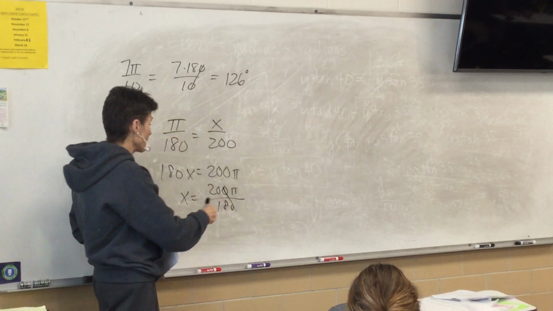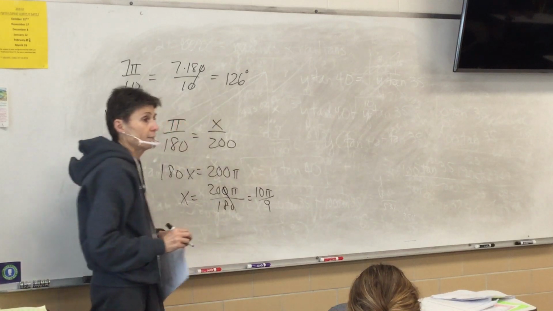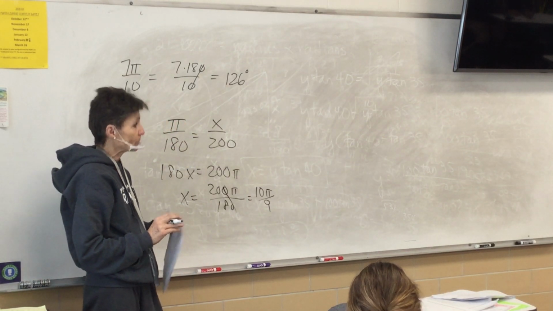So 20 over 18 is 10 pi over 9. We do need to reduce, so do that.